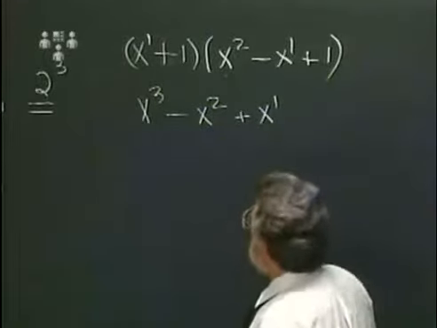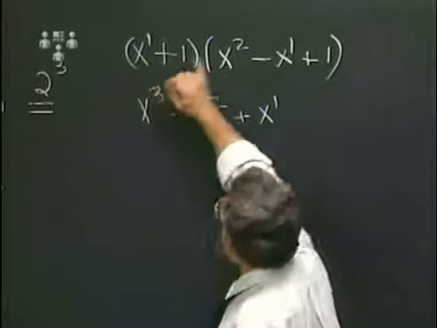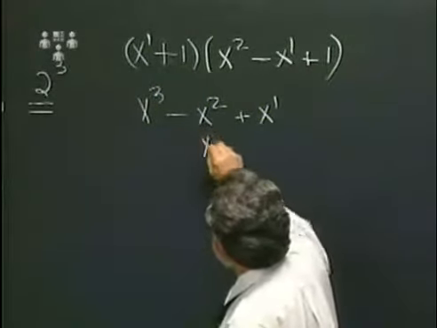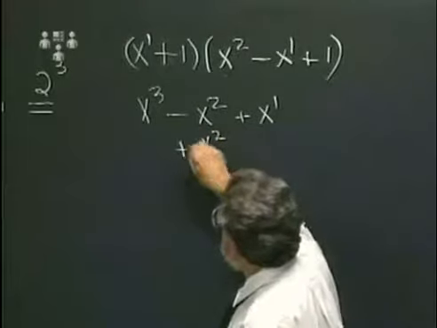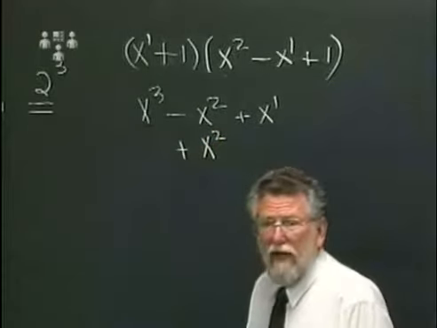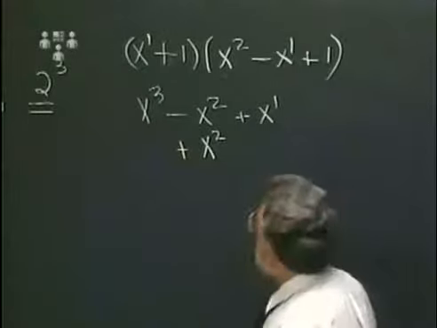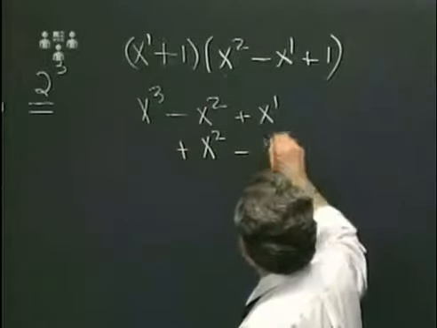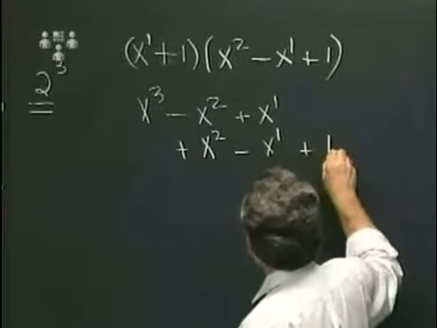Now, I take the 1 and multiply it by each of these 3. Now, that technically is just x squared. I don't know if you would like to put a plus there just to remind yourself that it's positive. And then the 1 times the negative x would be just negative x to the first, and then plus 1.